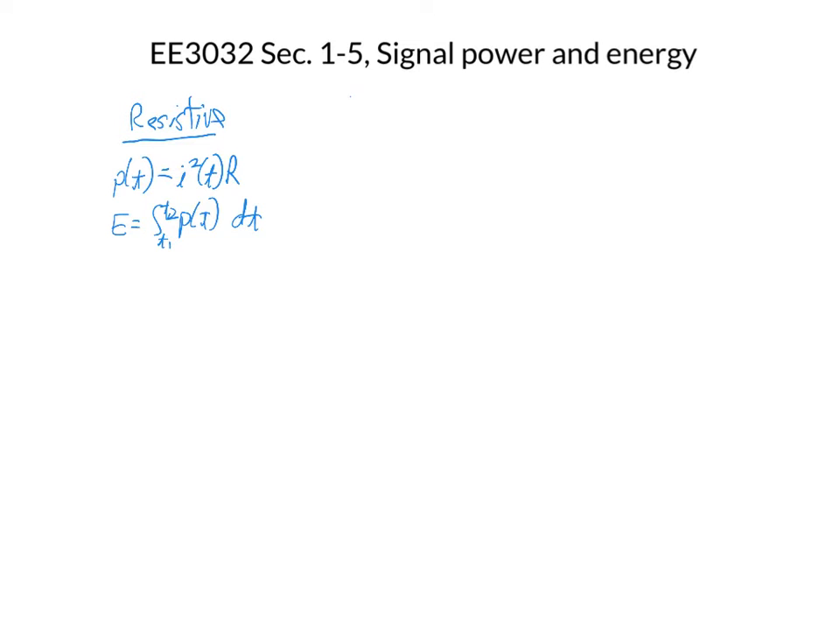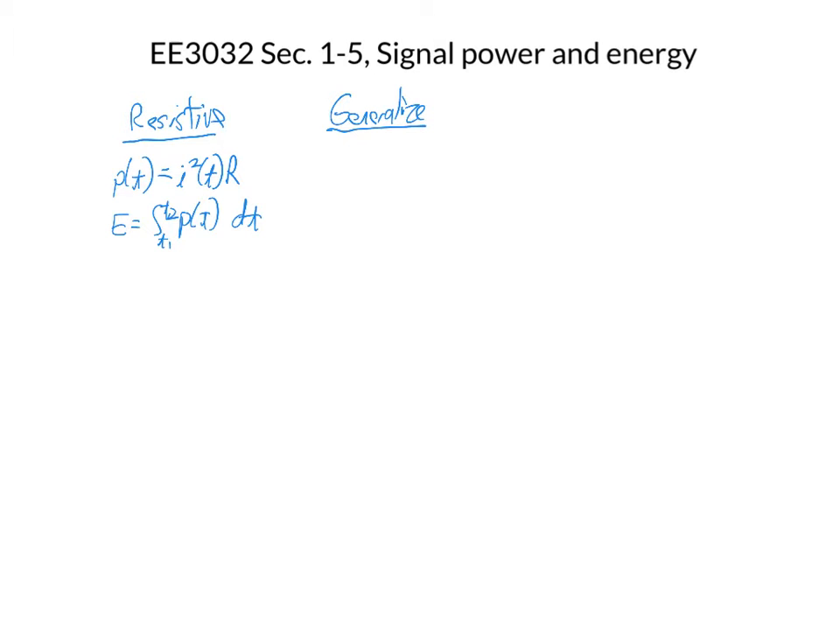Now, when we generalize this, we might be using these signals in the resistive sense, but they could be current or voltage or other types of signals coming from sensors. They could be signals represented inside a digital processing system and so on. So we're going to generalize.